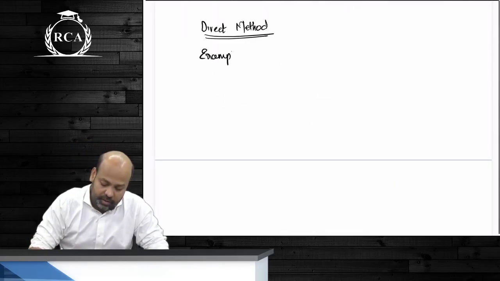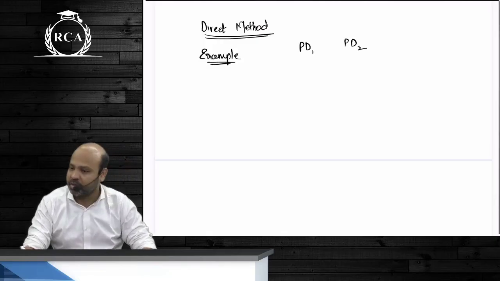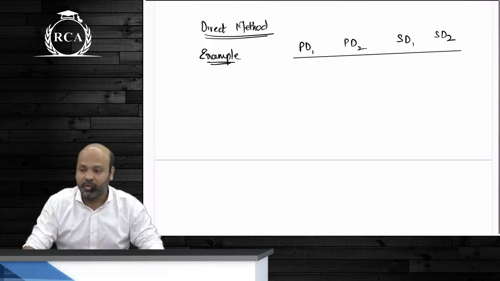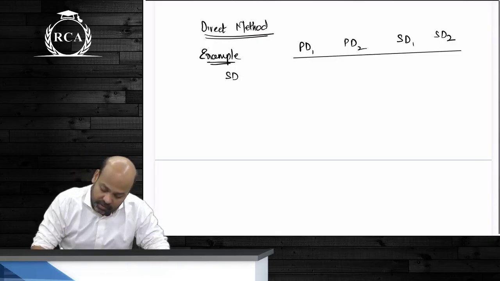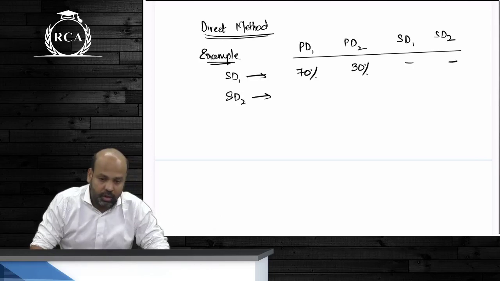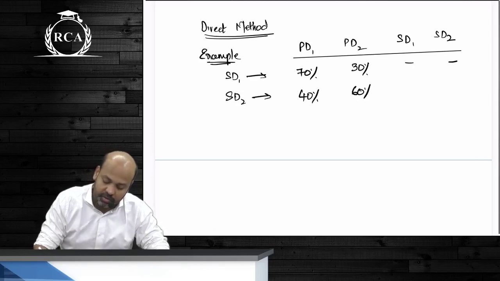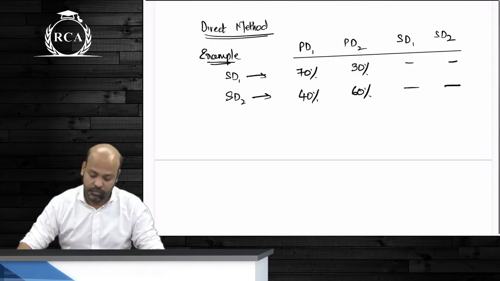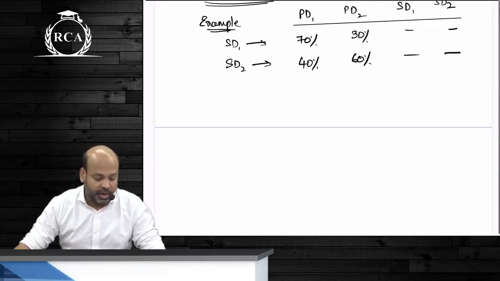Example, beta. Let's say you have PD1, PD2. SD1, SD2, beta, will be service department 1 and service department 2. SD1 renders a 70% service to PD1, 30% service to PD2, nothing to SD1, SD2. SD2 renders a 40% service to PD1, 60% service to PD2, nothing to SD1 and SD2. These are the amounts of services rendered, guys.